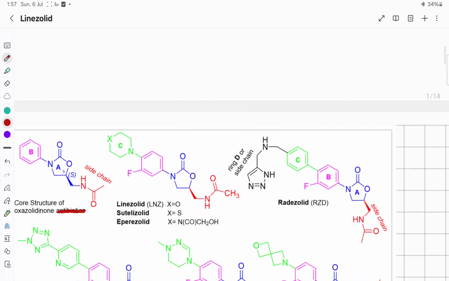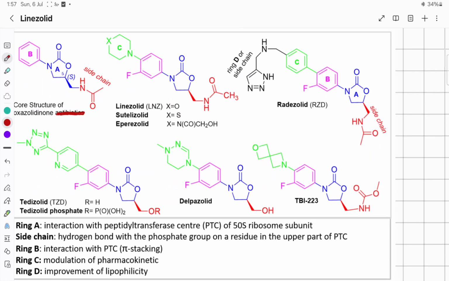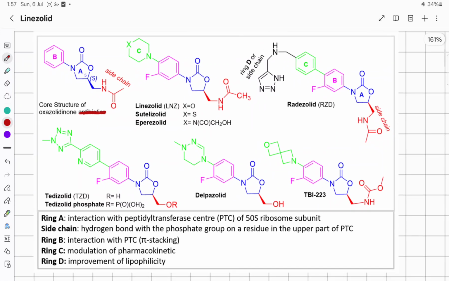And there are many compounds. The main compound is linezolid. So linezolid, sutezolid, epirezolid, radezolid, delpazolid, peptidylzolid. So these are some of the oxazolidinone compounds which are antibacterial.